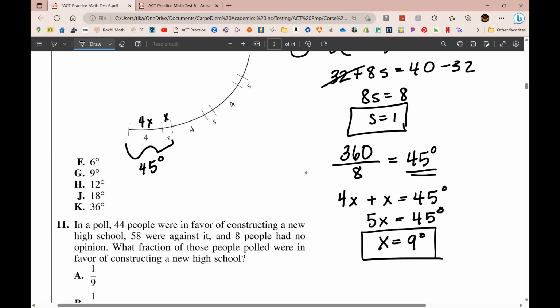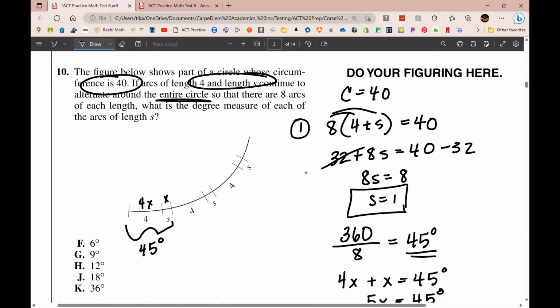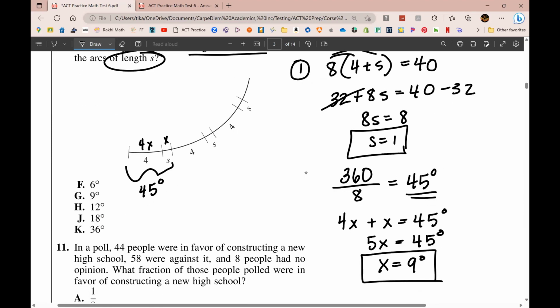Well, what are we looking for? Are we looking for the 4? Are we looking for the S? Well, let's read back. It says degree measure of S. So S would be 9, and this part would be 36. So just in case, whichever one they asked you for, that's the breakdown. So the answer would be G for that.